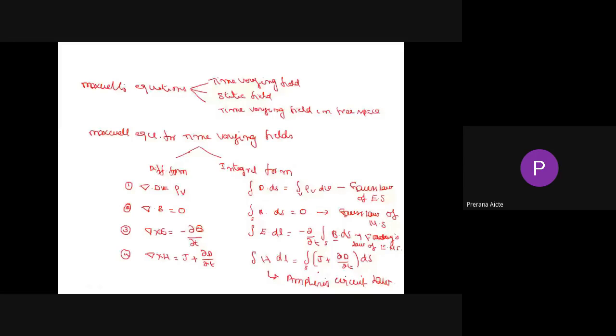Maxwell equations. I can go for Maxwell equations on static fields.